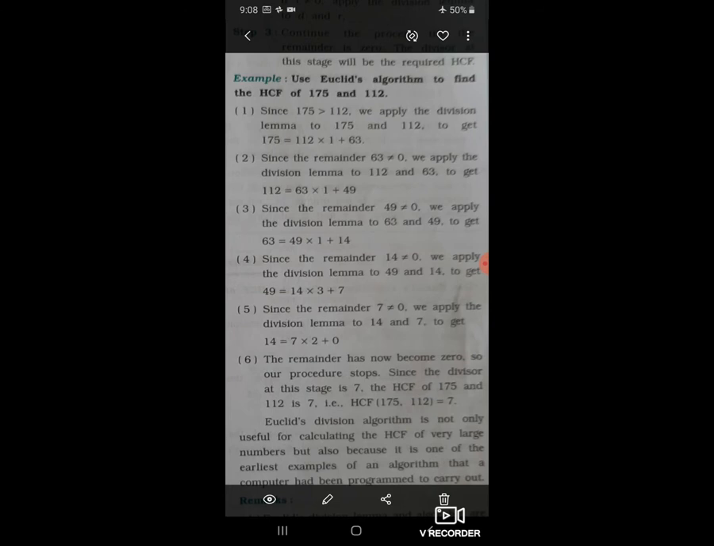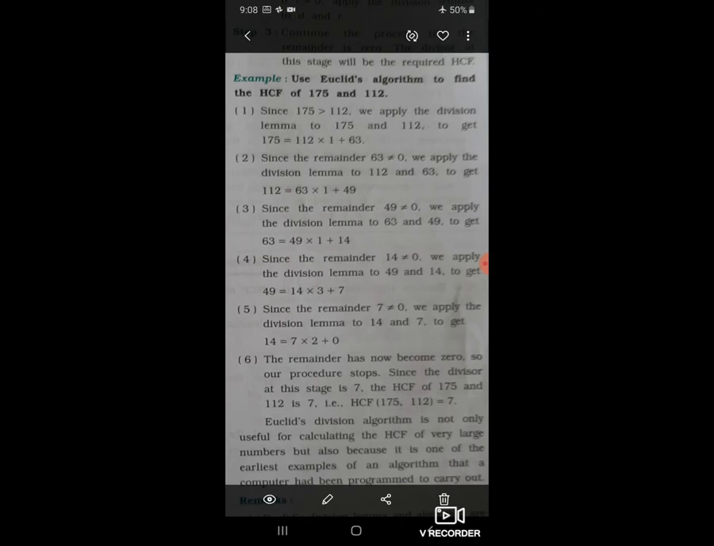Step 3: since the remainder 49 is not 0, we apply the division lemma to 63 and 49 to get 63 = 49 × 1 + 14. Step 4: since the remainder 14 is not equal to 0, we apply the division lemma to 49 and 14 to get 49 = 14 × 3 + 7.